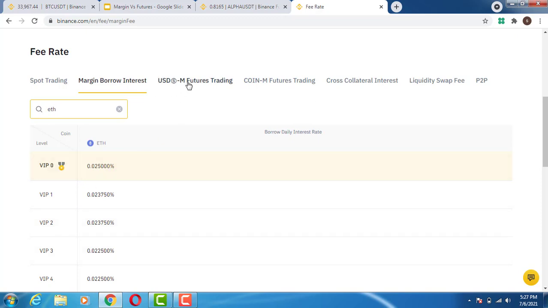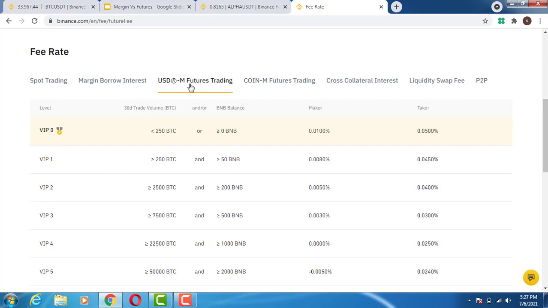Now, if you are trading on futures, the fee is slightly different. So if you are trading on futures here, depending on the futures you are trading on, if you're trading on USDT futures perpetual contract, if you look at VIP 0 here, you see that the maker fee is 0.01%, while the taker fee is 0.05%. If it is VIP 1, you have 0.008%, and here we have 0.045%, depending on if you are a maker or you are a taker.